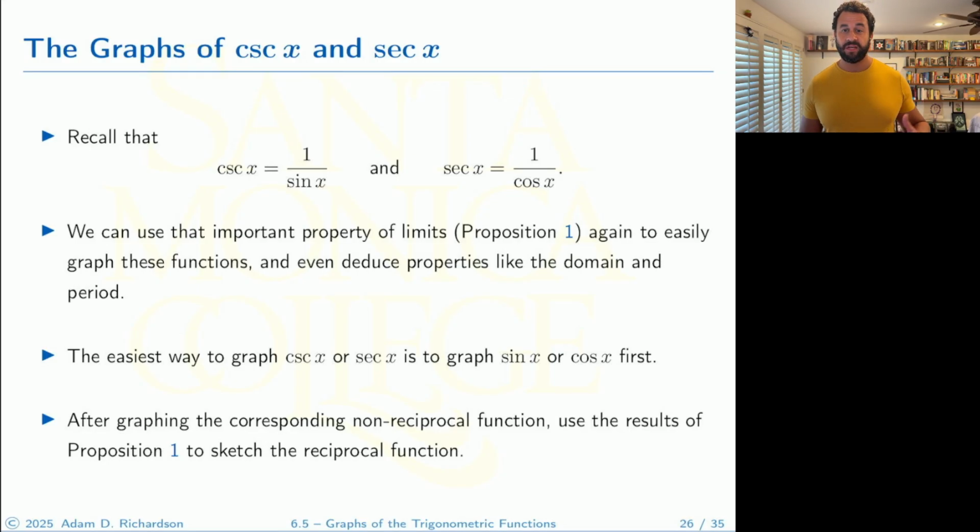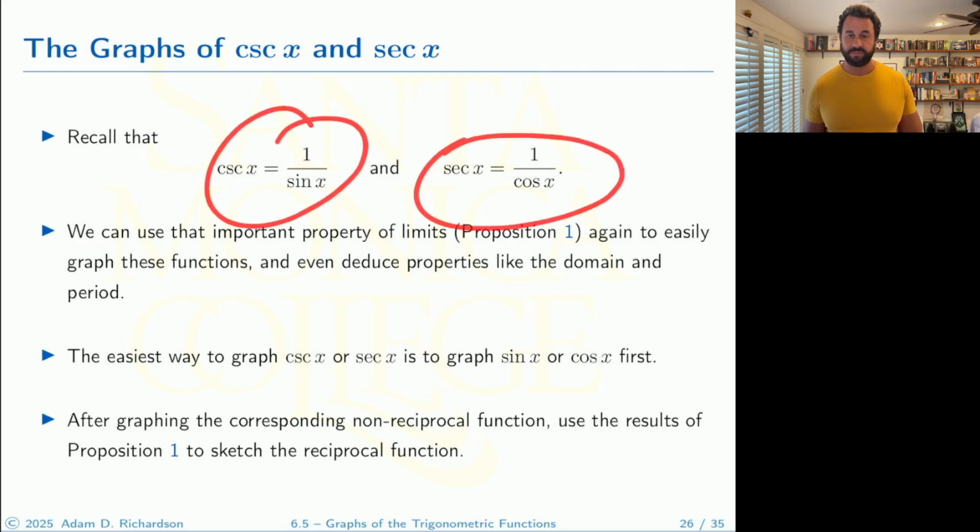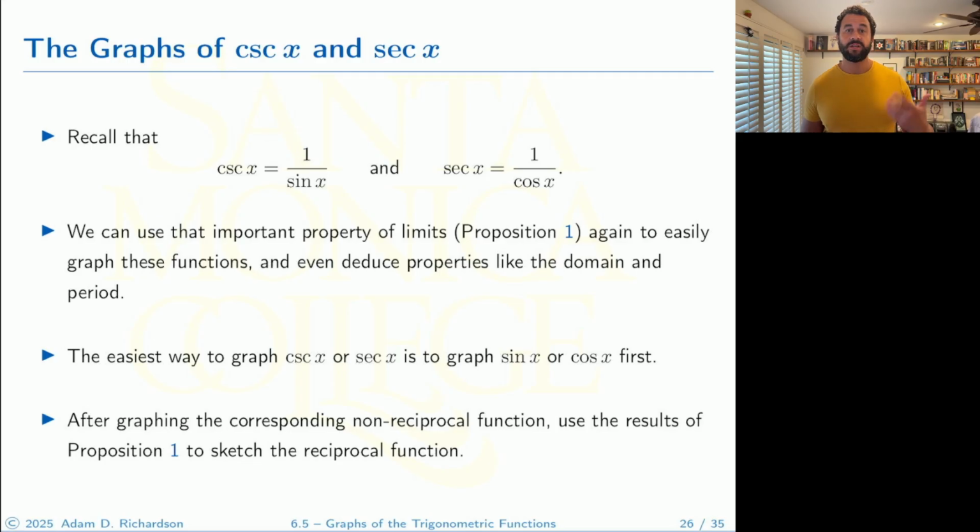All you need to know to be able to graph cosecant and secant is how to graph sine and cosine. If you can graph sine and cosine, you can graph cosecant and secant. So remember that these are just reciprocals of those functions, right? So we're going to use that important property of limits like before, and we're going to even be able to use that to deduce properties like the domain and the range and things like that.